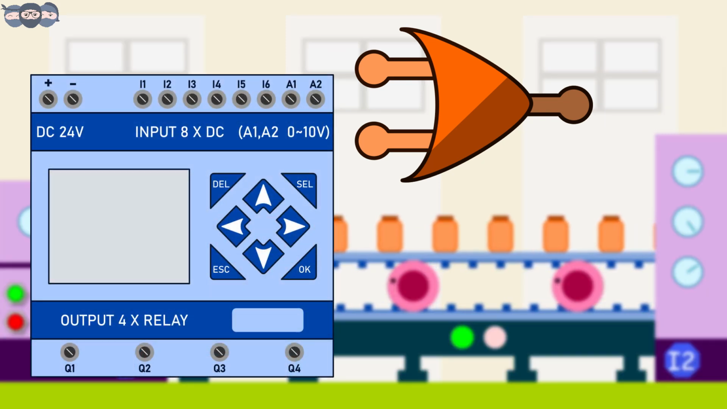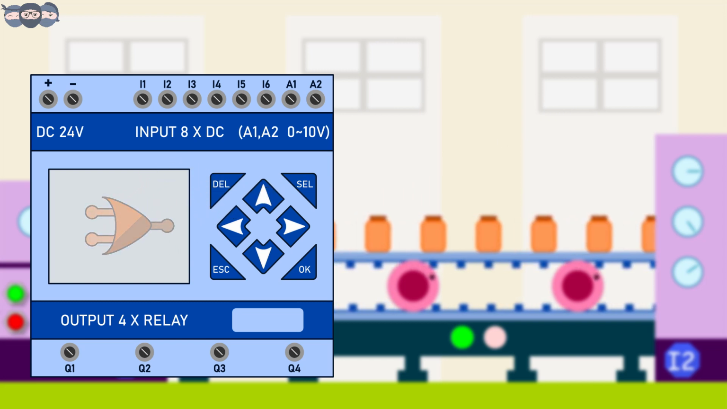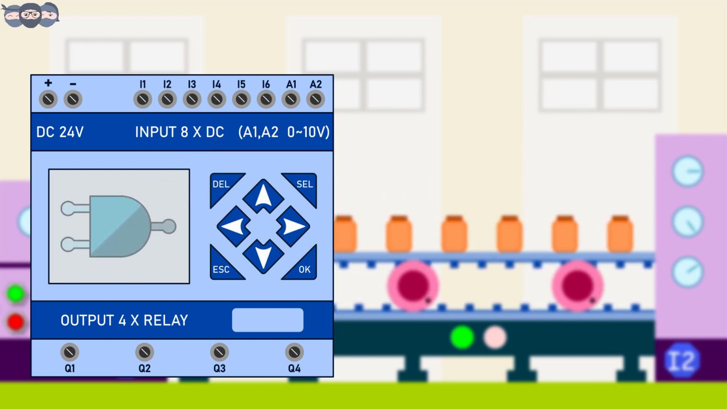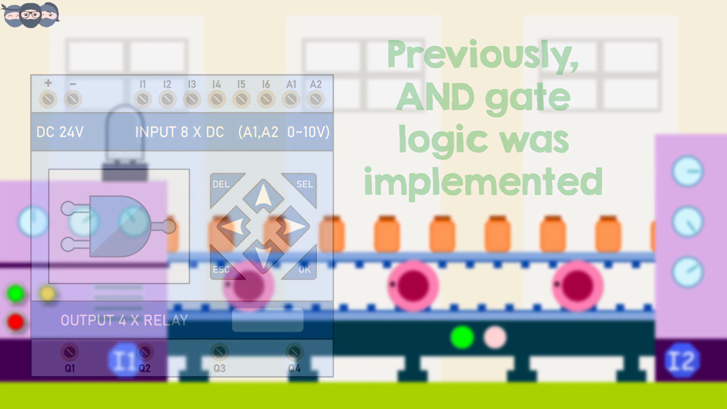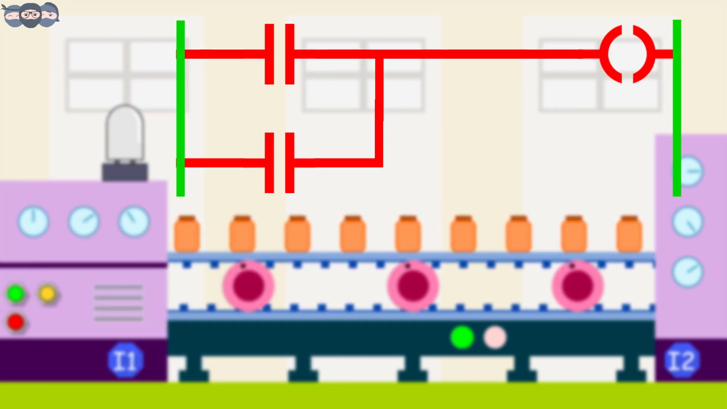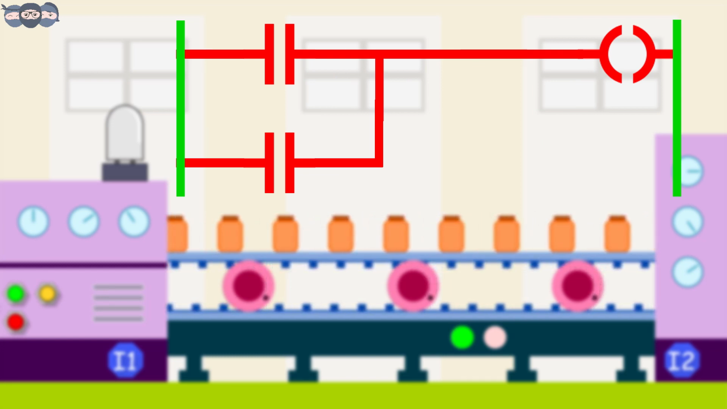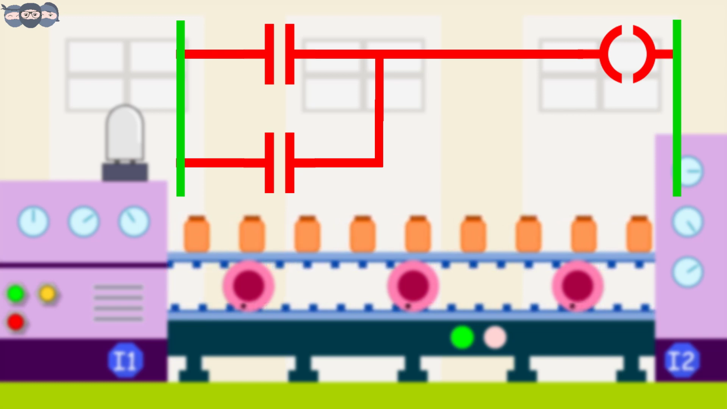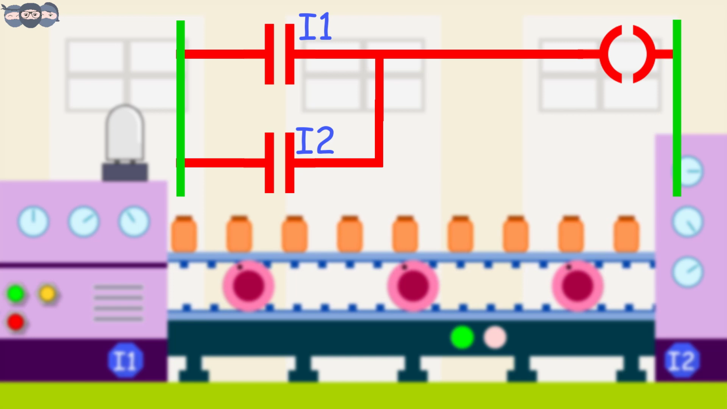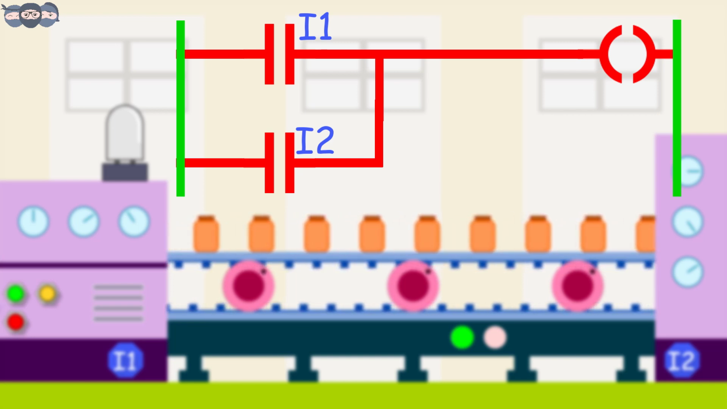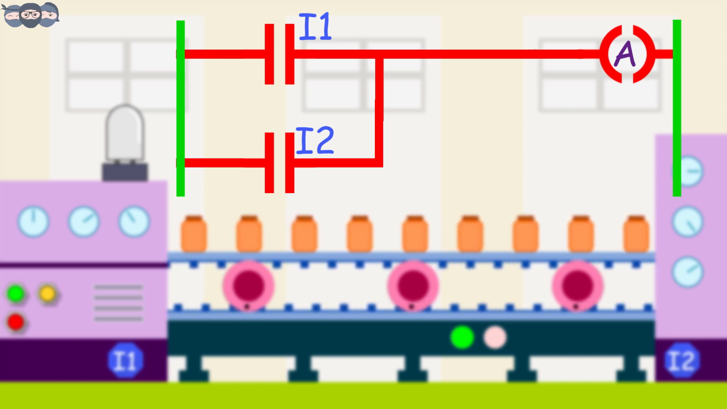So basically, we need to implement OR logic in PLC ladder programming. In the previous video, we had implemented AND logic. To implement OR logic, two inputs will be connected in parallel in a single rung of the ladder as shown here. We are using NO contacts of the inputs in question. At the output of this rung, we will be connecting the alarm.